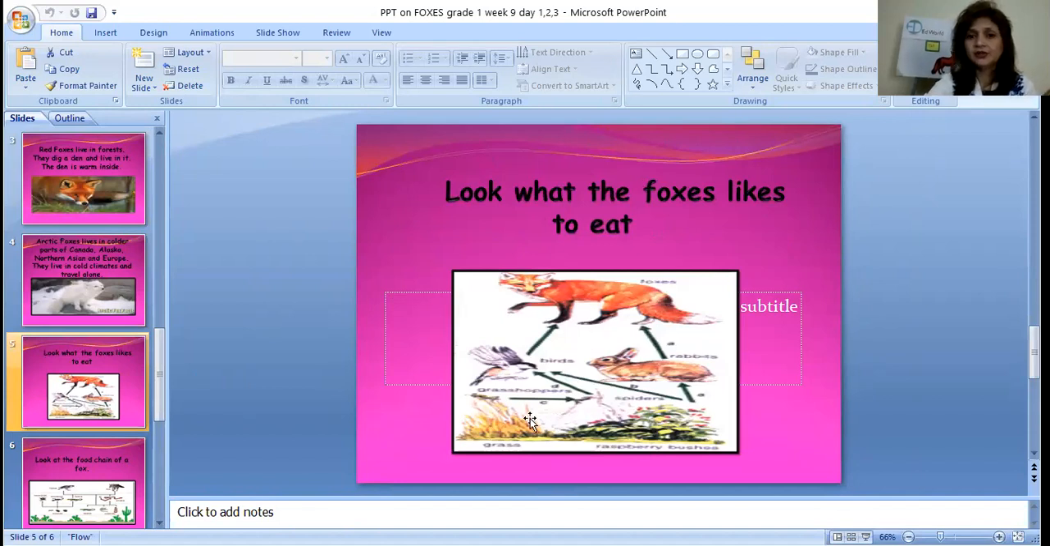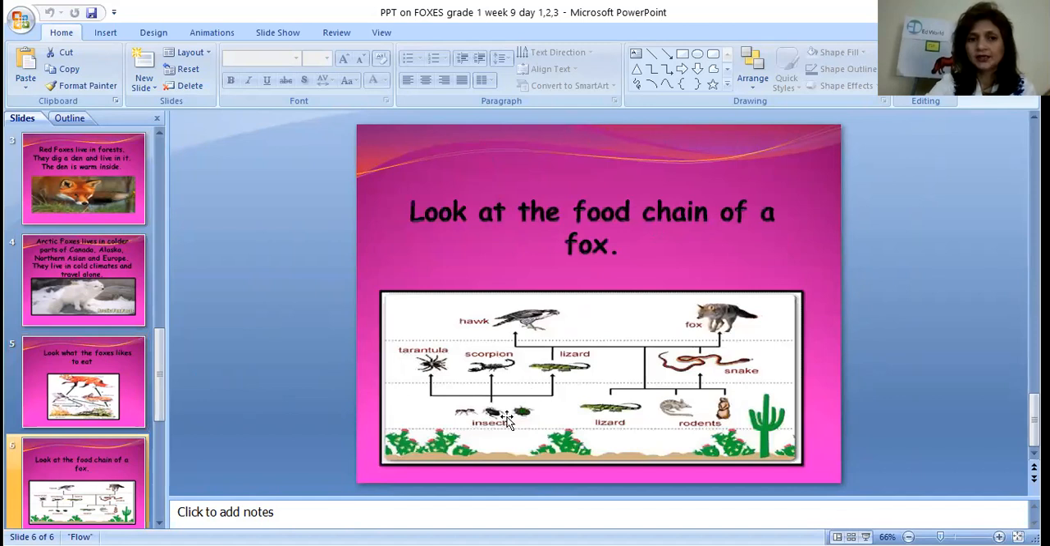Now you can see it's a chain. Now you can see a hawk over here. It's a bird. It is eaten by a fox. Now rabbits are eaten by a fox, right? It's actually a food chain. Now again in this picture you can see this is a hawk. It's eaten by fox, right?